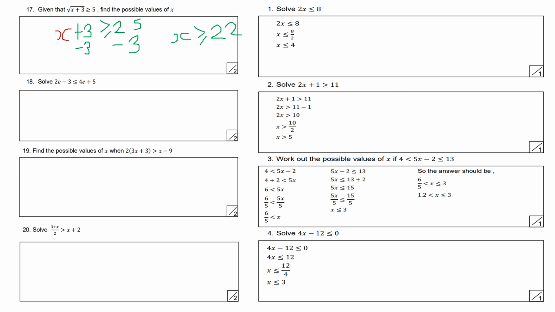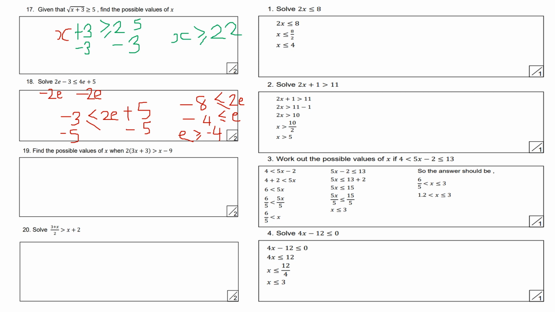Okay, this next one, solving this inequality, I'm going to subtract 2e on both sides. So minus 3 is less than or equal to 2e plus 5. Minus 5 on both sides, I apologise. Okay, we get minus 8 is less than or equal to 2e. Dividing both sides by the 2, we get negative 4 is less than or equal to e, or e is greater than or equal to negative 4.